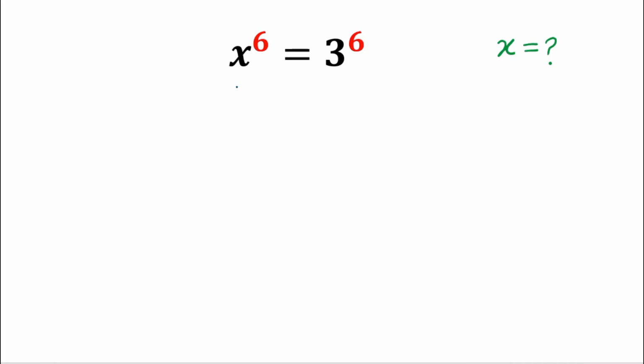Friends, in this video we are going to solve a nice algebra problem. Here x^6 = 3^6. We need to calculate all possible values of x.